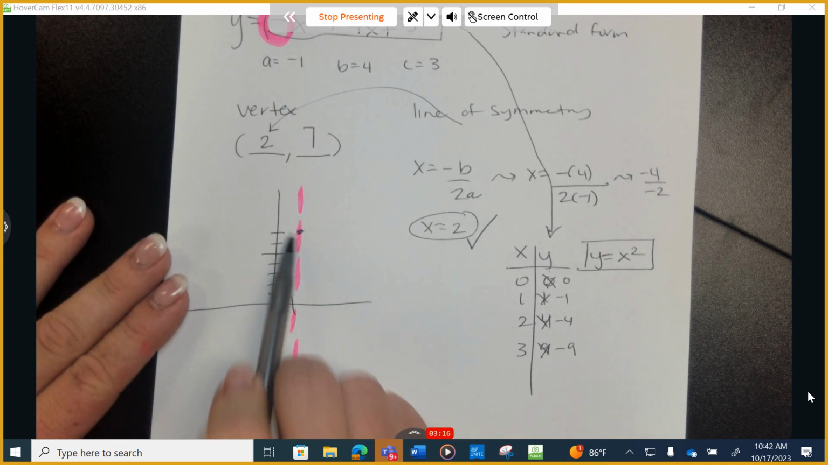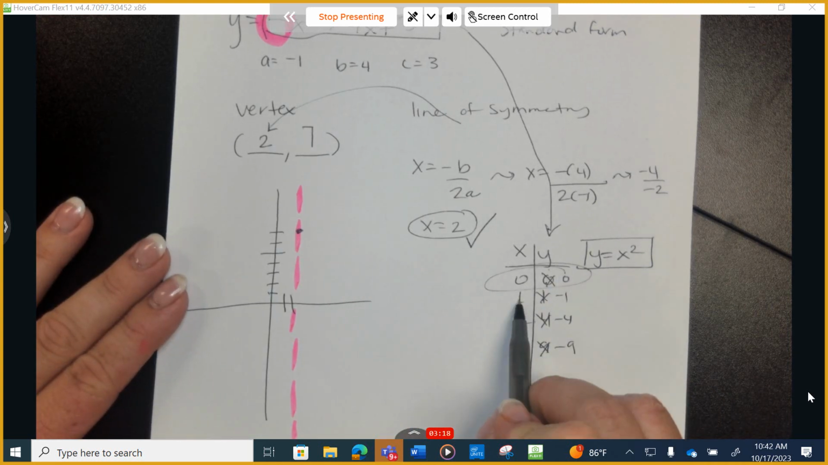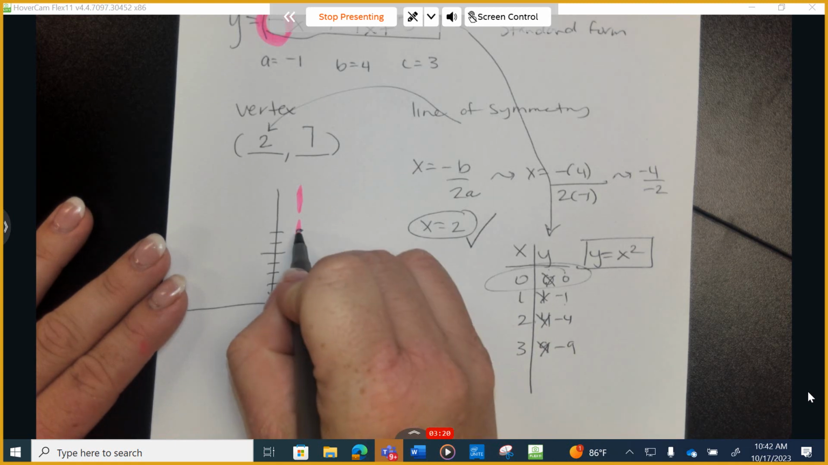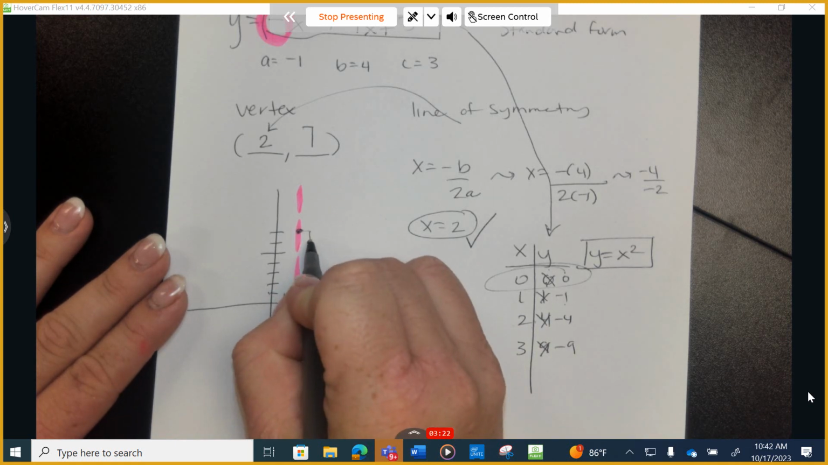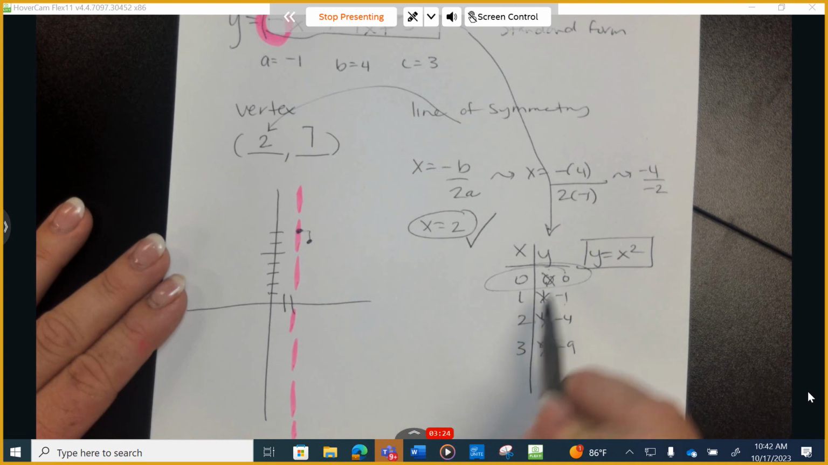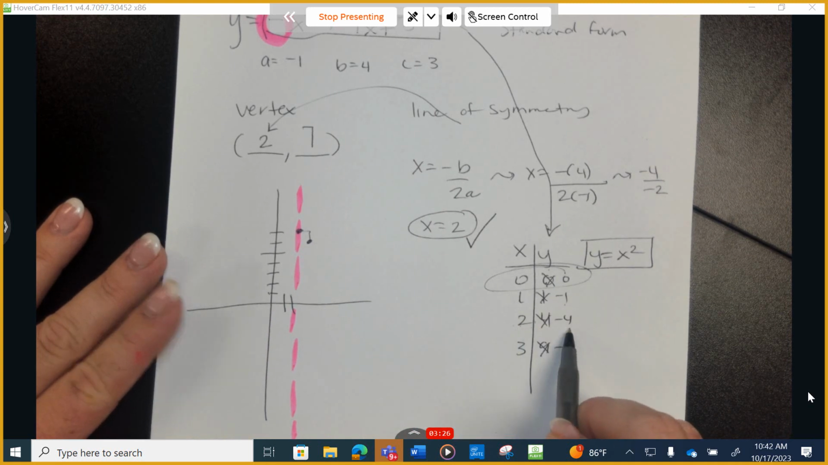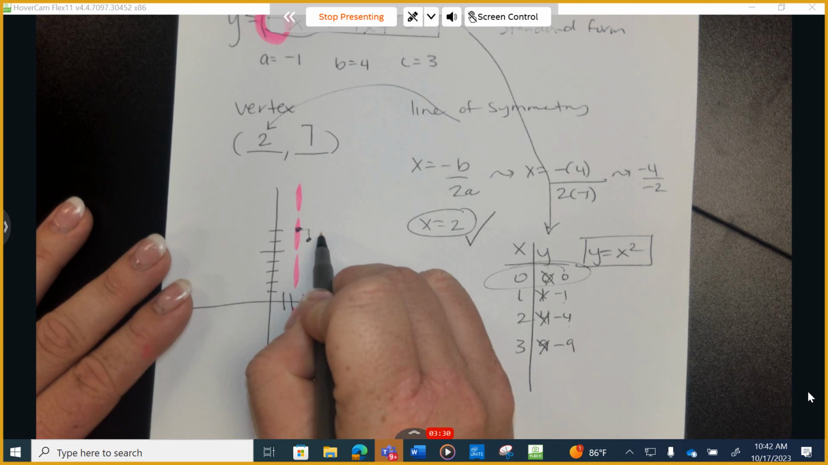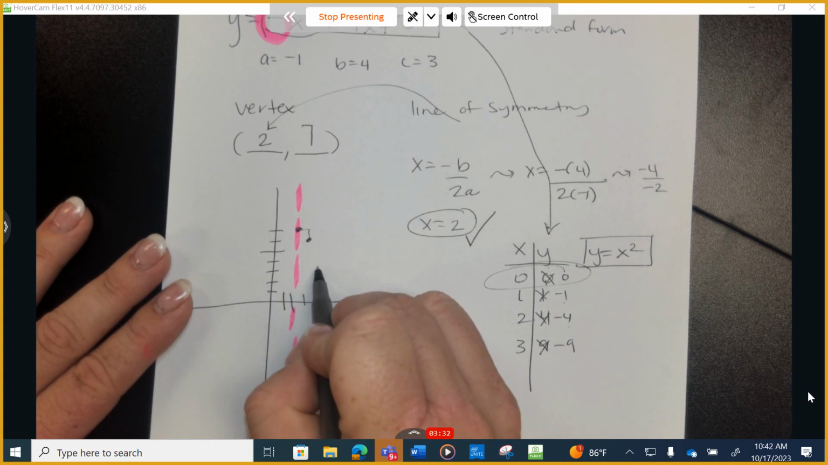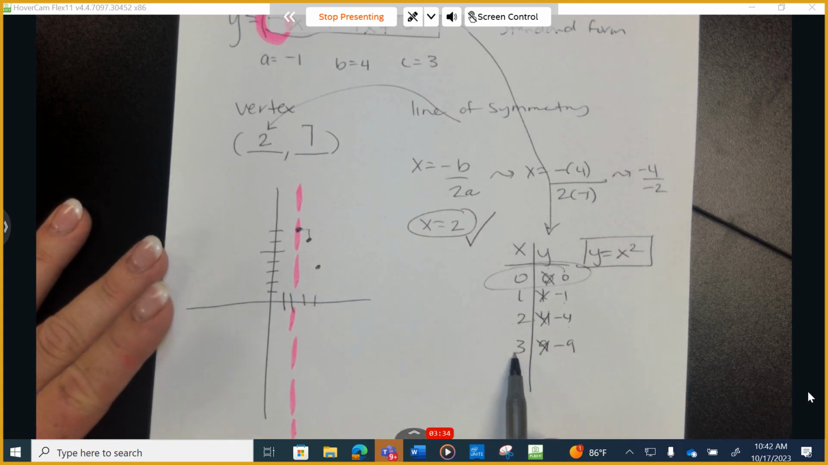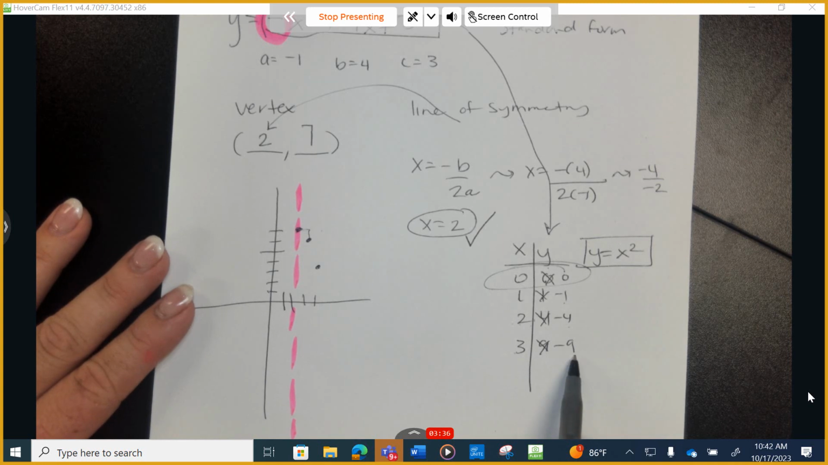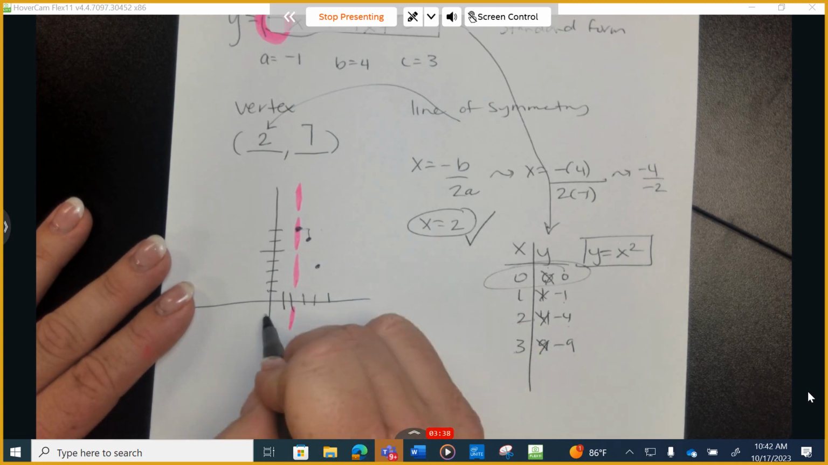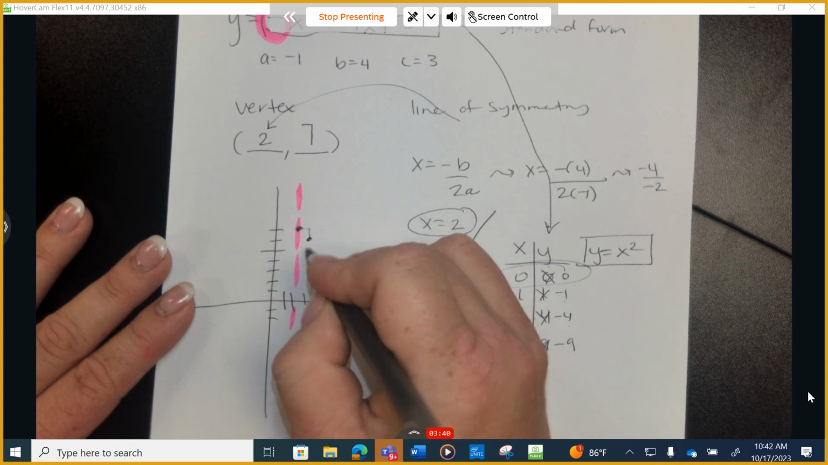So from this point, this is at the 0, 0, I'm going to go 1 to the right and 1 down. I'm going to go back to the vertex and go 2 to the right and 4 down. And then I'm going to go 3 to the right and 9 down.